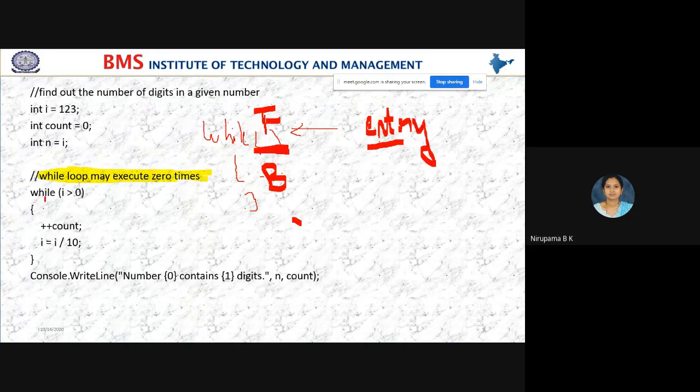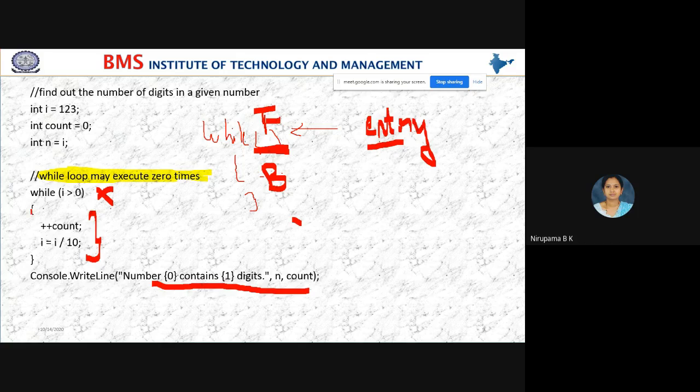Here, while I is greater than 0, yes, the condition is true, so it will enter into the body of the loop. If you give I a negative value, then this condition becomes false, so it will not enter into the body of the loop. It will just execute the statements after the loop and display whatever statements we have written there. Yes, understood, students?